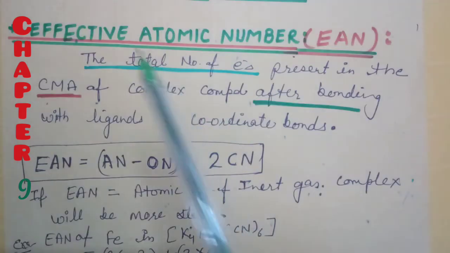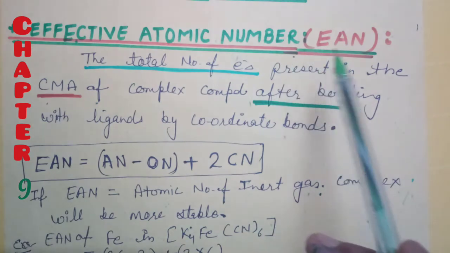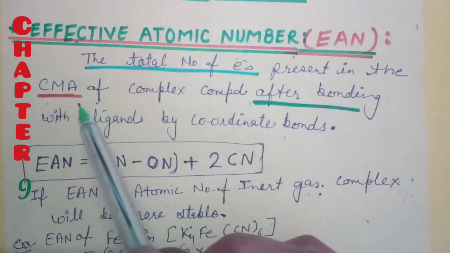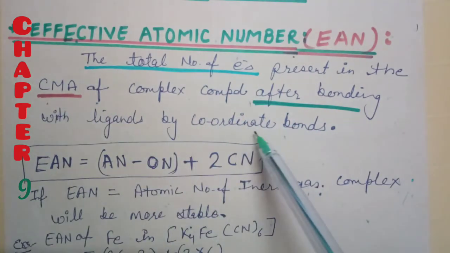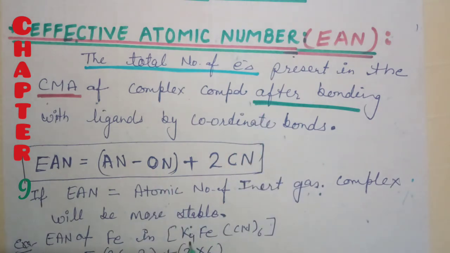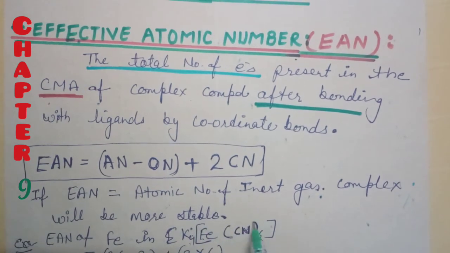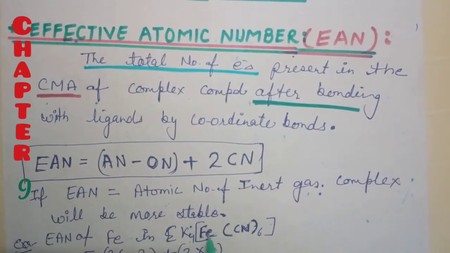Okay. Our next small and very important topic is effective atomic number, which is shown as EAN. What is this? This is the total number of electrons present in the central metal atom of a complex compound after bonding with ligands by coordinate bonds. Means in any example, just like in K4[Fe(CN)6], Fe is the central metal atom, and this is coordinately bonded with 6 cyano ligands. So after the coordinate bonding, how many electrons are present in Fe? That will be the effective atomic number.